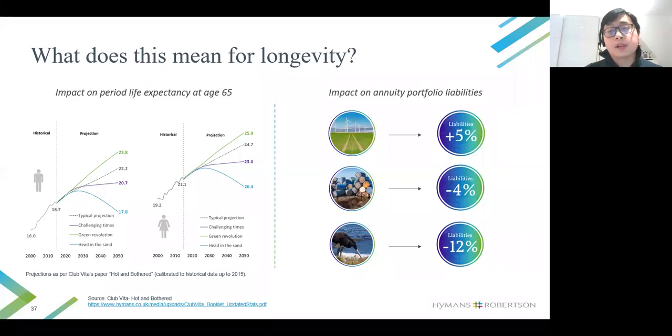So I'll pick out a couple of interesting things to note from this analysis. Firstly, we may naturally be more inclined to focus on climate change outcomes which would be bad for mortality, and we would therefore expect mortality to increase. But as we can see, in the green revolution scenario, mortality actually reduces relative to the base position. Secondly, for firms providing annuities, one could argue that purely looking from a liability side of the balance sheet, poor response to climate change could actually be beneficial as liability values fall. But we should not forget that climate change also affects other parts of the balance sheet, and quite significantly on the asset side. So that's what we've tried to assess next.